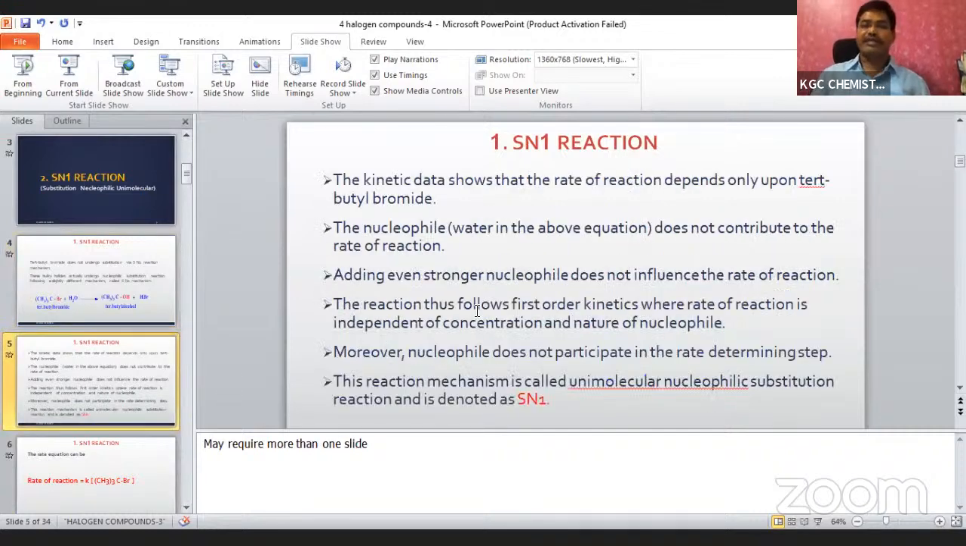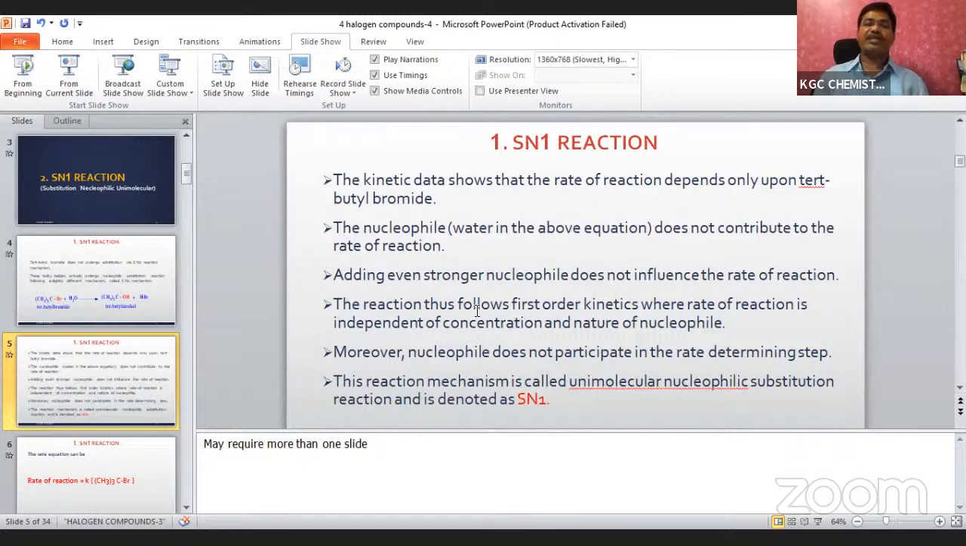Now, the kinetic data shows that the rate of the reaction depends only upon tertiary butyl bromide, but not on the concentration of the water or hydroxyl ion. The nucleophile water in the above equation does not contribute to the rate of reaction. Adding even a stronger nucleophile does not influence the rate of reaction. The reaction thus follows first order kinetics, where the rate of reaction is independent of the concentration and the nature of the nucleophile. It depends only on the alkyl halide, that is, the tertiary alkyl halide.